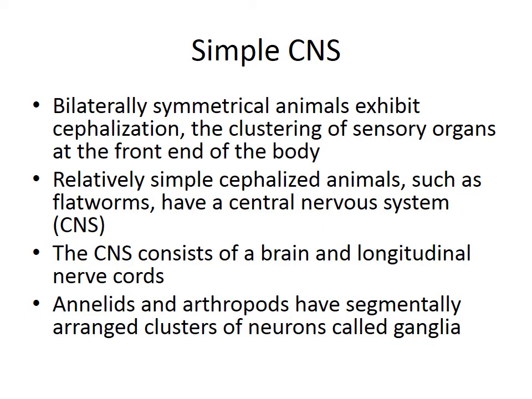So that already gives you a simple central nervous system. And that starts in bilaterally symmetrical animals, which exhibit cephalization, which is the clustering of sensory organs at the front end of the body. Relatively simple cephalized animals, such as flatworms, have a central nervous system, believe it or not, even though we think they're nothing, but they actually are pretty smart. The central nervous system consists of a brain and longitudinal nerve cords. Annelids and arthropods, so these are bugs, have segmented arranged clusters of neurons called ganglia.